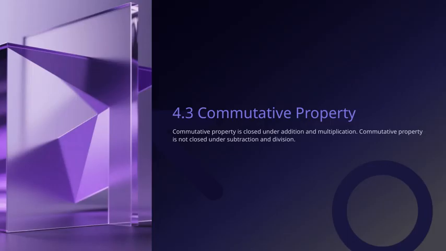This is what we mean when we say the commutative property is closed under addition and multiplication. However, it's important to note that this property does not hold for subtraction and division. Changing the order in those cases can lead to different results. For example, a minus b is generally not the same as b minus a, and similarly, a divided by b isn't necessarily equal to b divided by a. Connecting this to our overall theme, understanding which properties are closed under certain operations helps us manipulate and simplify expressions correctly. It's a fundamental concept that guides us in algebra and other areas of mathematics.